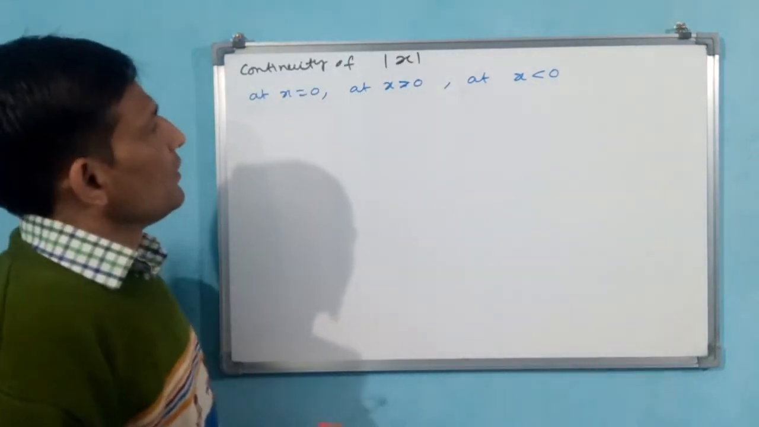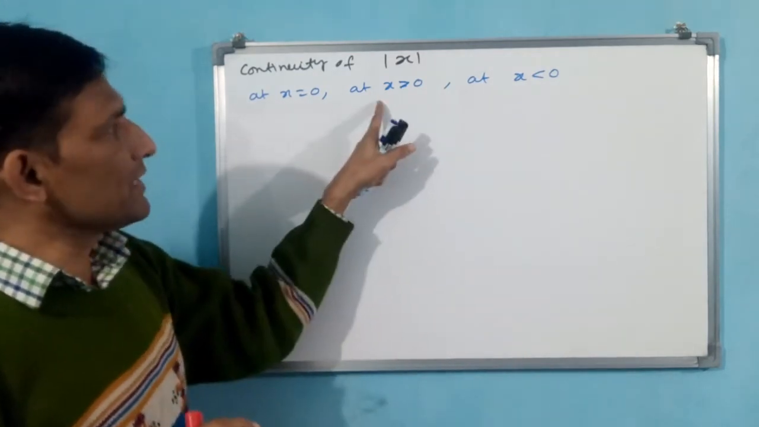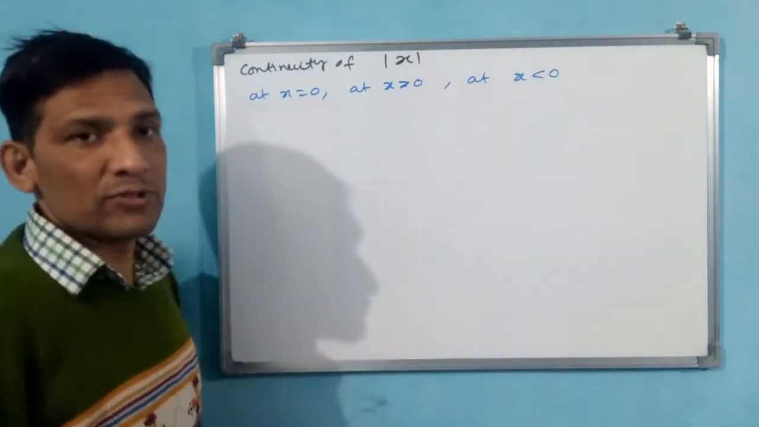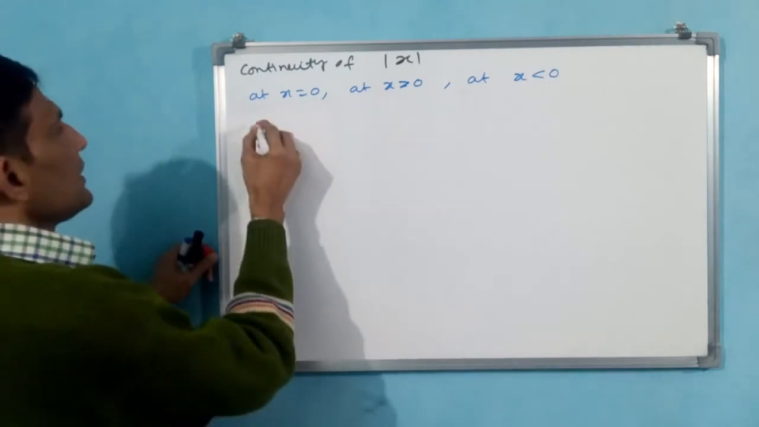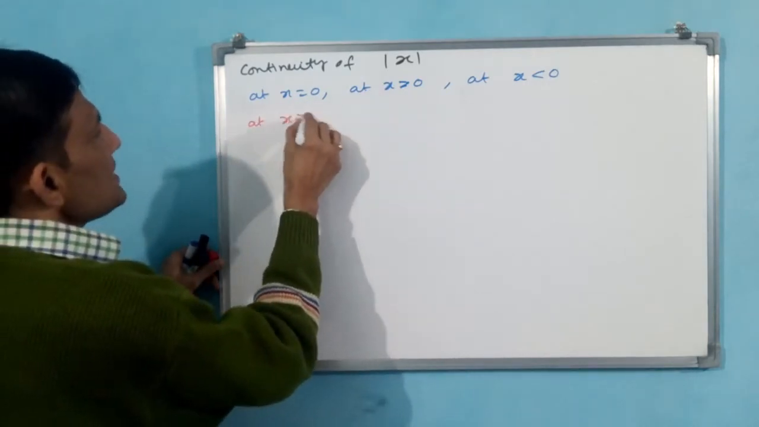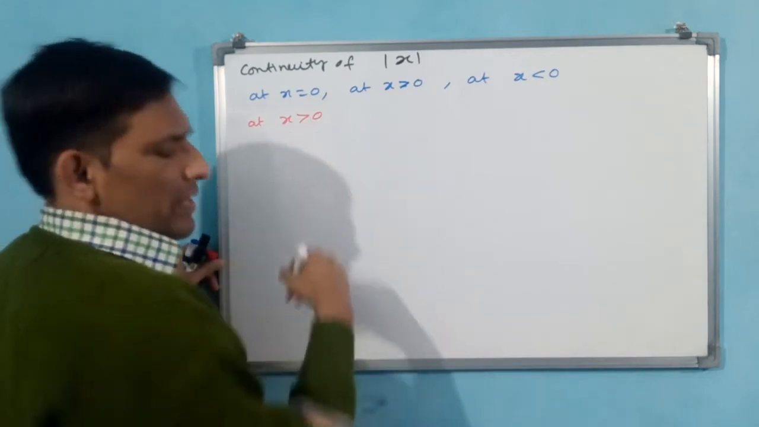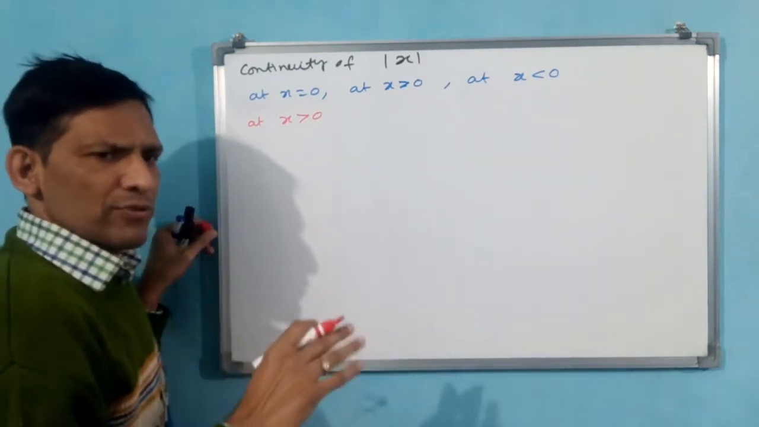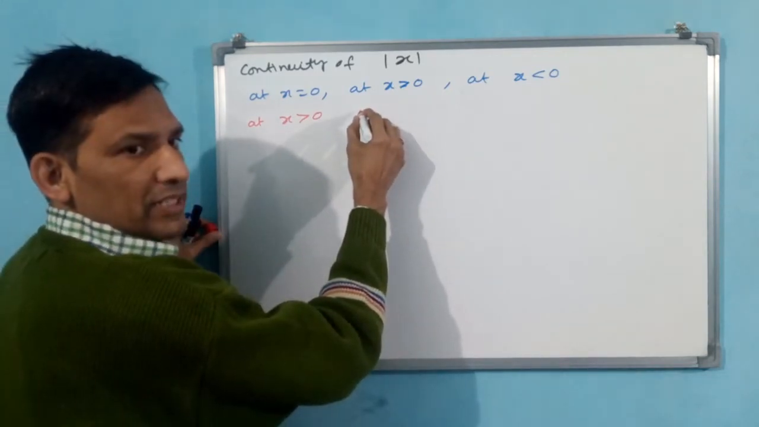Okay. See now, at x is equal to 0, we will take last. At x greater than 0 and x less than 0, we will check, and then we will go for x is equal to 0. See how I am showing the continuity of this function. At x greater than 0, what are you going to take? You can take 1 or 2 or plus c. Shall I write plus c?